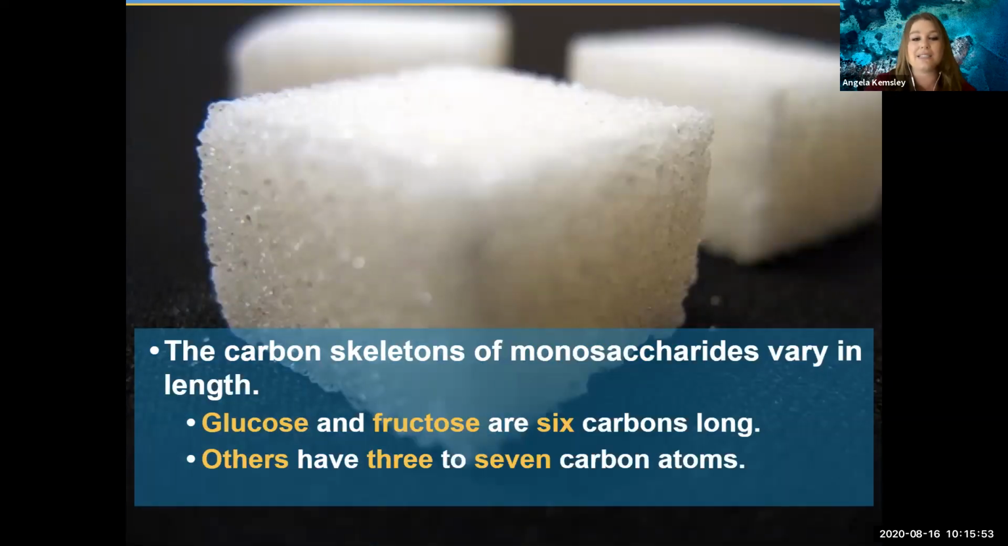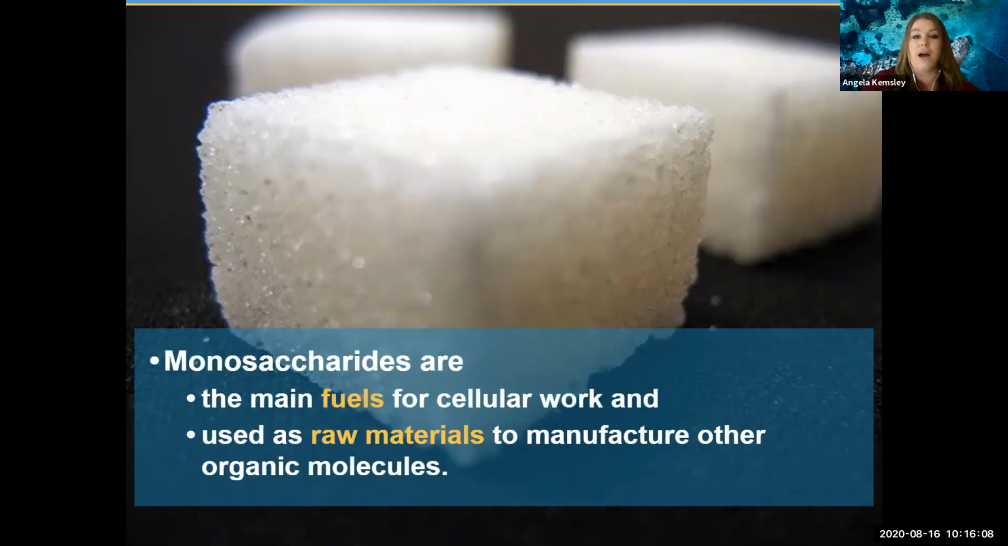The carbon skeletons of monosaccharides vary. Glucose and fructose are 6 carbons long, whereas other types of monosaccharides can have anywhere between 3 and 7 carbon atoms in their carbon skeleton. Monosaccharides are the main fuels for cellular work. You probably know that sugar is very important to your body. It's used as the raw material to manufacture other organic molecules.